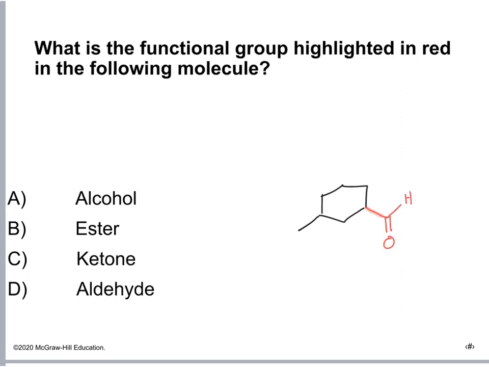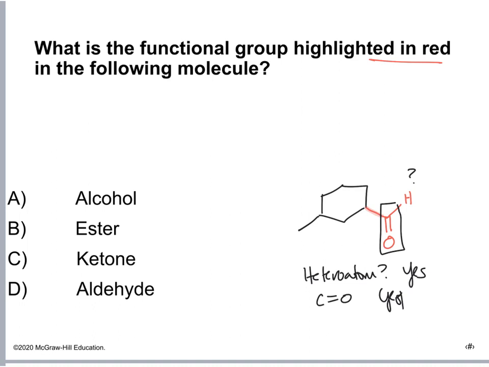So what is that functional group highlighted in red? Well, is there a heteroatom? Yes. Is there a carbonyl? Yes. There's your carbonyl. What's bonded to the carbonyl? Hydrogen. That makes it an aldehyde.